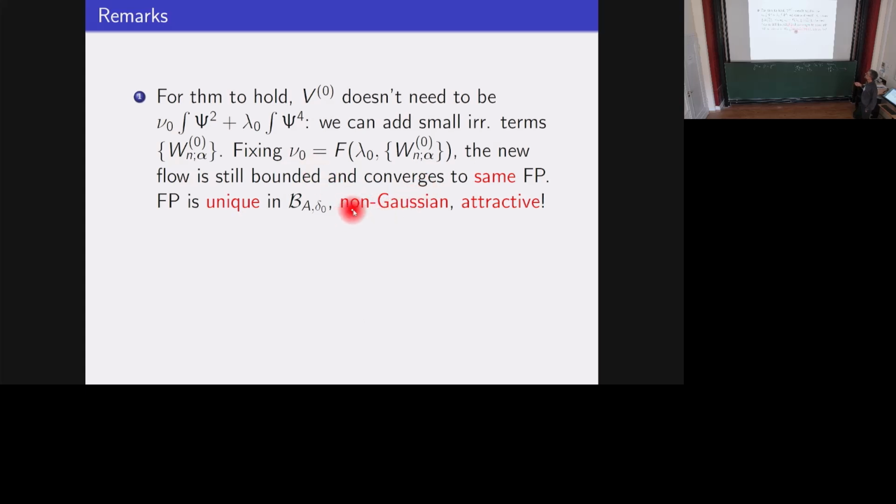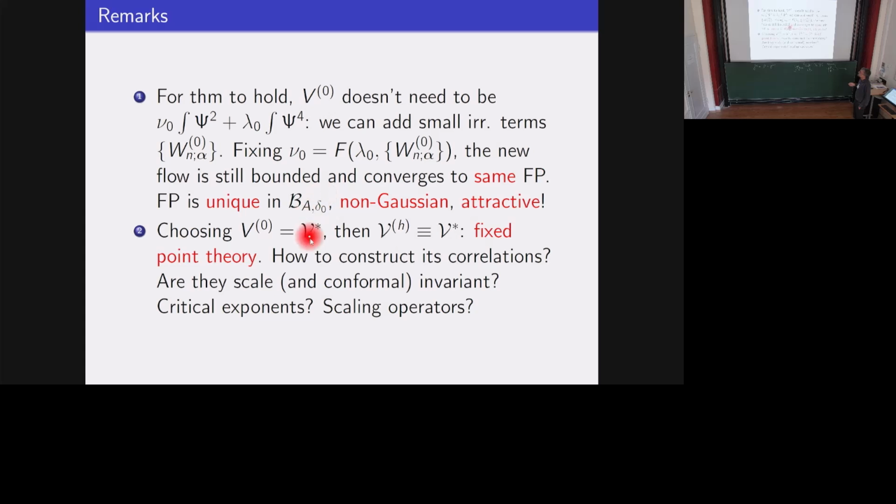Let me also stress that this non-Gaussian fixed point is attractive. So you don't need to start precisely from this. You could have started from a bare potential including irrelevant terms, and you would move to the same non-Gaussian fixed point, provided you fix mu zero appropriately. So if you change the bare potential by adding irrelevant terms, you may need to change mu zero. But if you fix mu zero every time in the good way, you're attracted by the same fixed point. In particular, if you decide to start from the fixed point, then you stay on the fixed point forever.